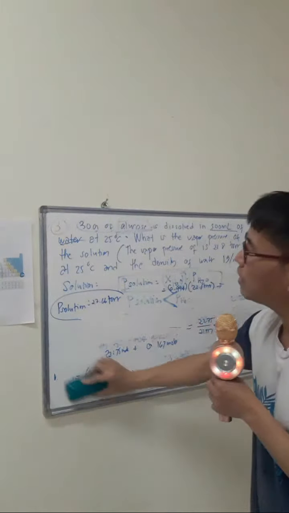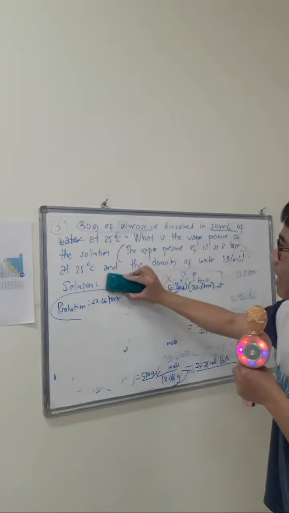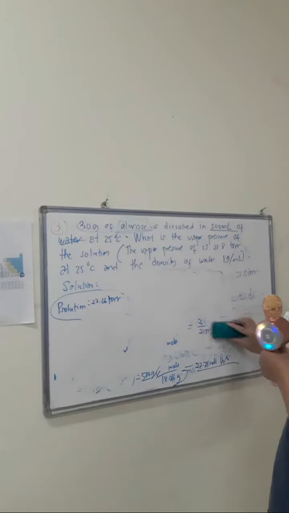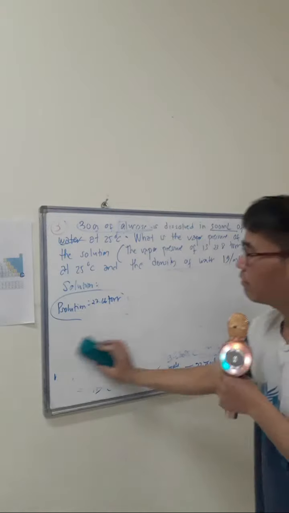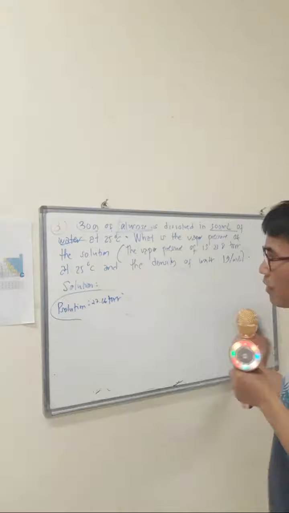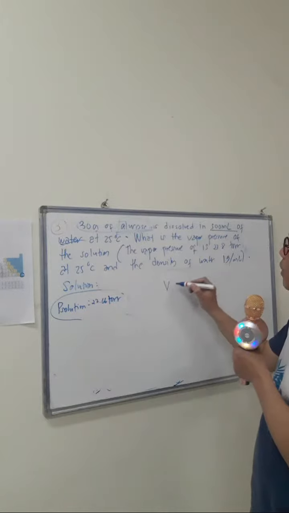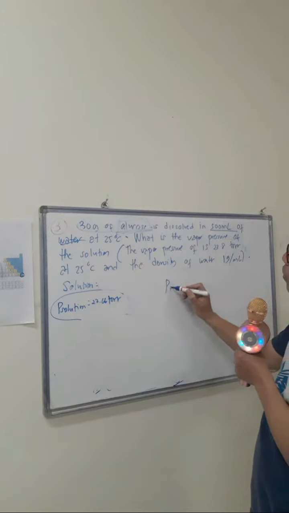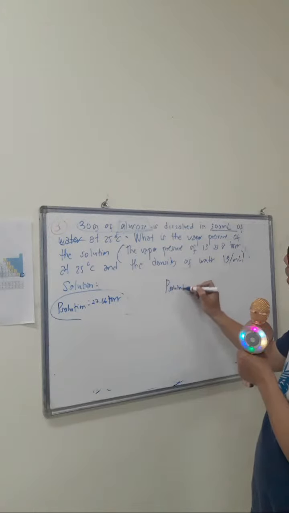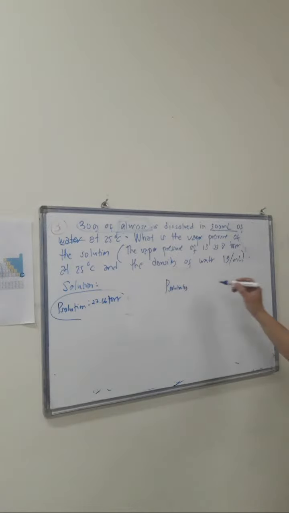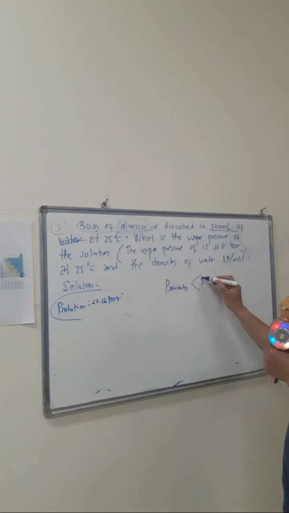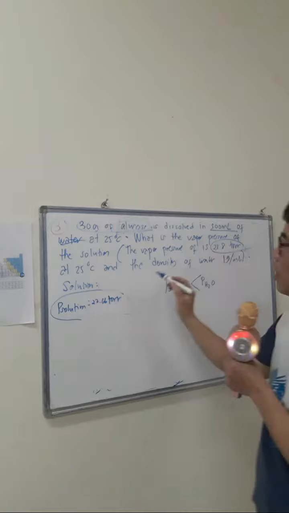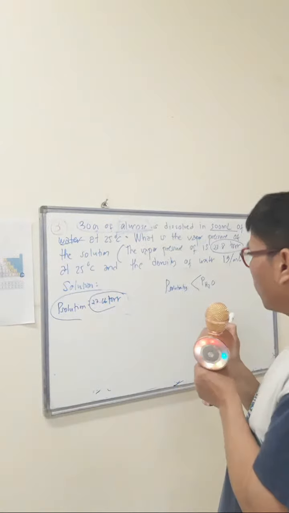Now we go to the theory. Is this answer valid, logical, correct, or reliable? Going back to theory: what will happen to the vapor pressure of a solution when you add a non-volatile solute? As I told you earlier, it will be less than the vapor pressure of water. The vapor pressure of water is 23.8, and your answer is 23.66.